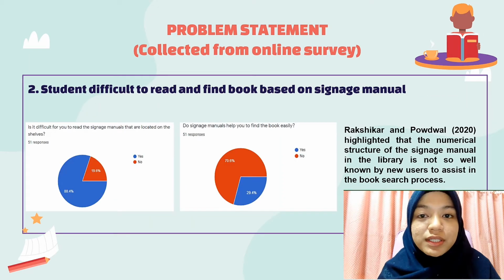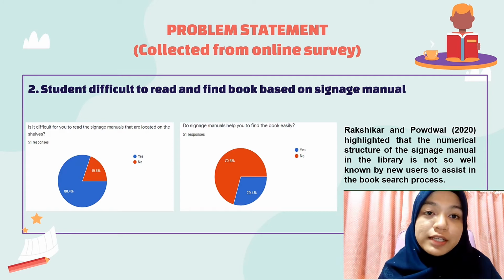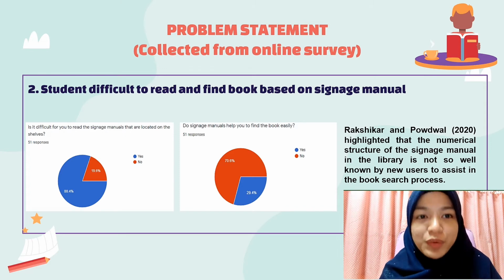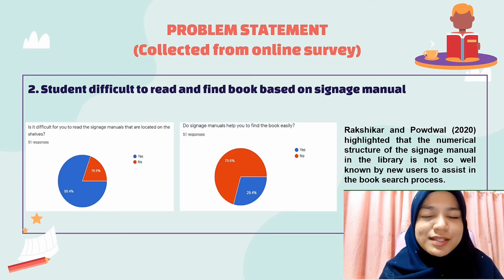Second, students find it difficult to read and find books based on the manual signage, especially students who rarely go to the library. Rashikar and Powell highlighted that the numerical structure of the signage in the library is not so well known by new users to assist in the book search process.